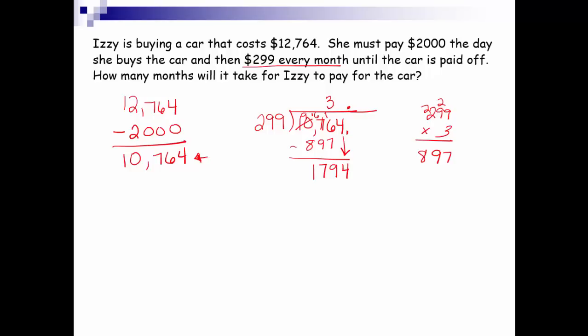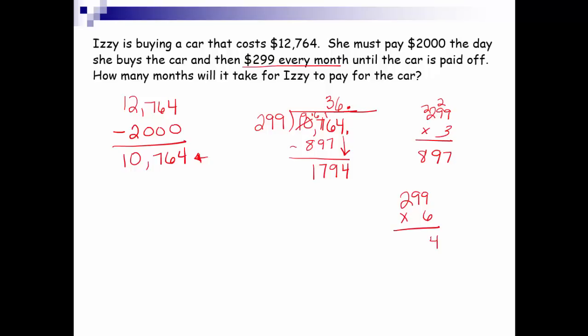How many times does 299 go into 1,794? You might have to do guesstimates, but I'm going to try a 6. So 299 times 6. And the way I guessed the 6 was I had said to myself, that's about 300. 300 times 6. 3 times 6 is 18. So 300 times 6 would be 1,800. And this is 299. That's a little less than 1,800. That's just how I guesstimated the 6. And now I'm going to check that it works.